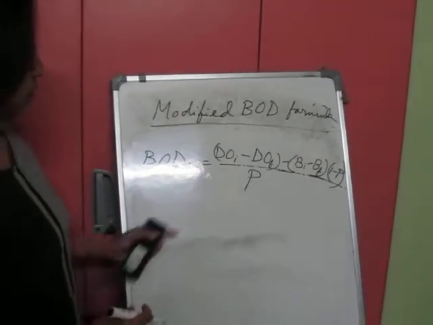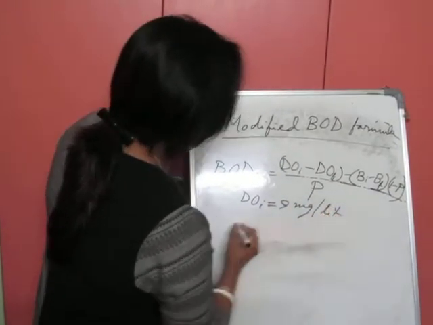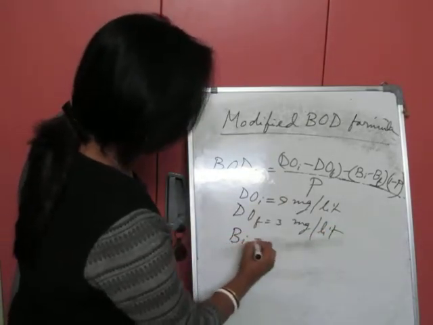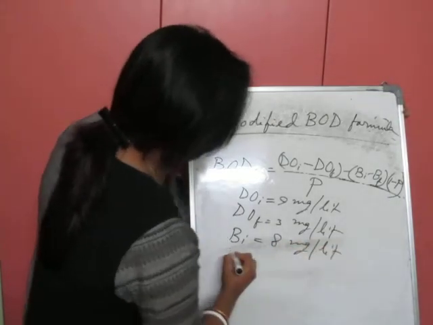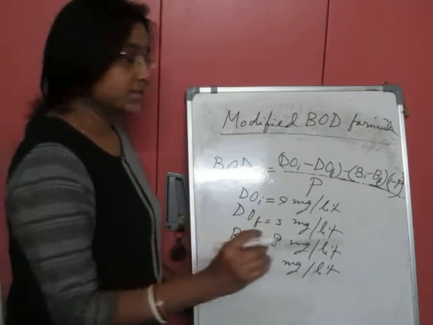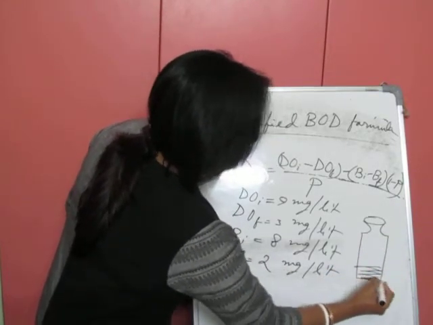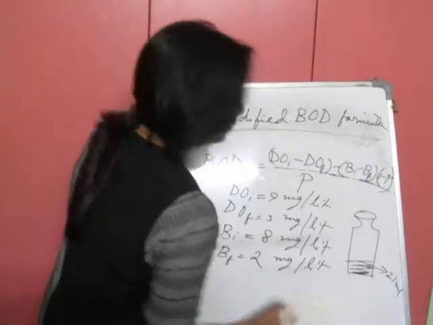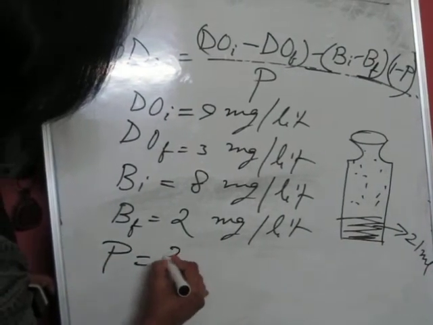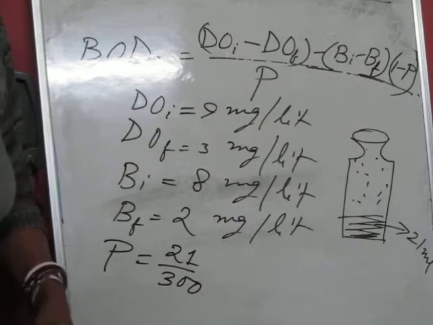So now you write a problem. Say DOI is equal to 9 milligram per liter, DOF is equal to 3 milligram per liter, BI is equal to 8 milligram per liter, BF is equal to 2 milligram per liter. And for the bottle, say it is given the volume of wastewater, say 21 ml, and the rest is dilution water. So P will be equal to 21 divided by 300. Now just put it in this equation and you will get the BOD.